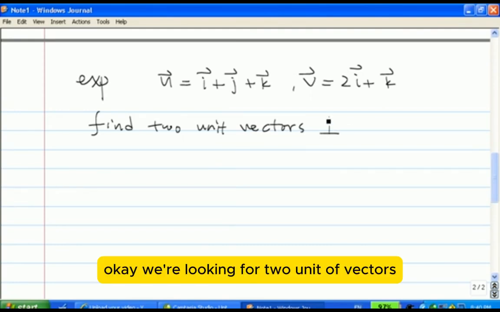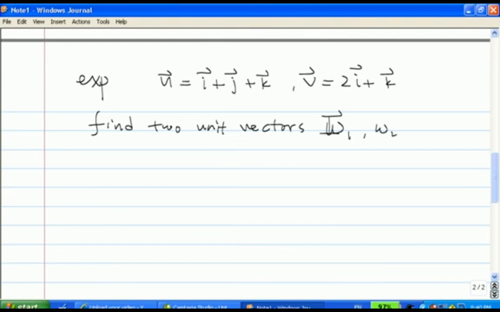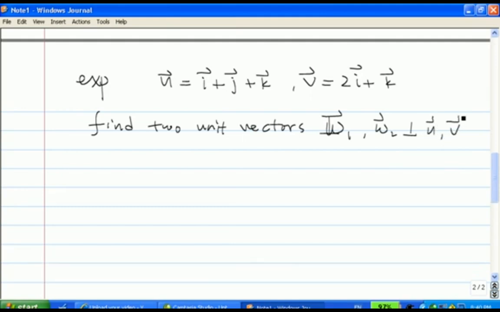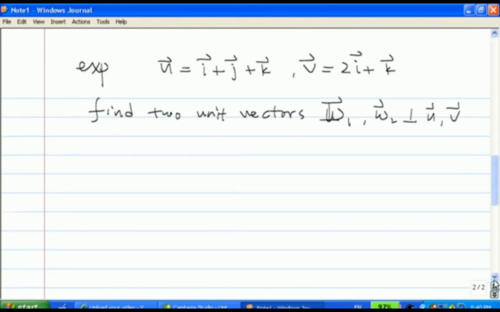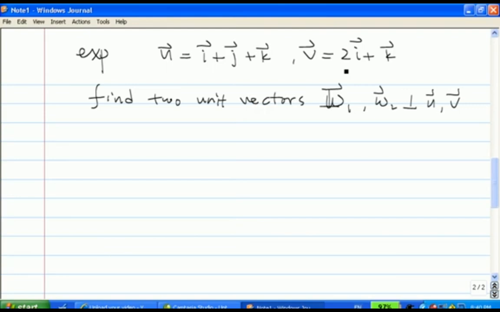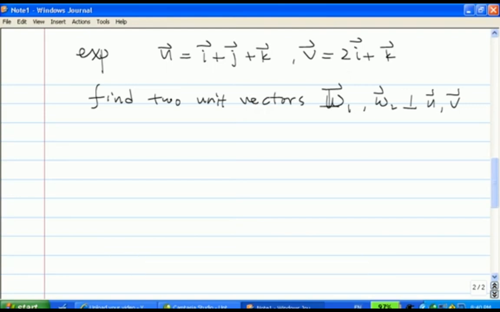Okay, we're looking for two unit vectors. Let's give them names. I call them W1 and W2. They're both perpendicular to the given vectors U and V. Okay, I give you vector U and vector V. How many vectors can you find perpendicular to both of them? The answer is infinity.